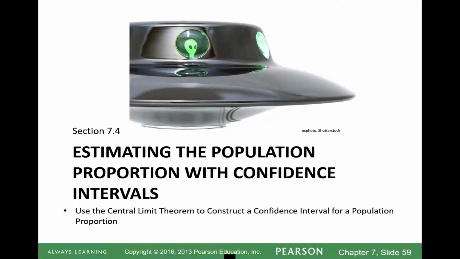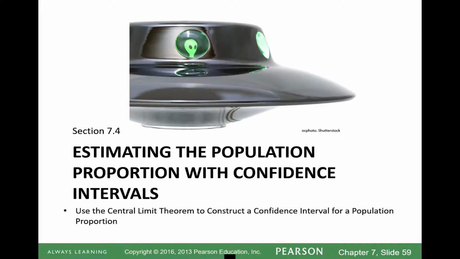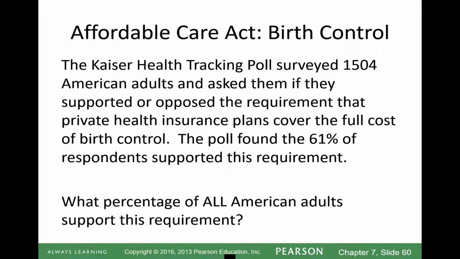Section 7.4, estimating the population proportion with confidence intervals. Use the central limit theorem to construct a confidence interval for a population proportion. Example: Affordable Care Act birth control.